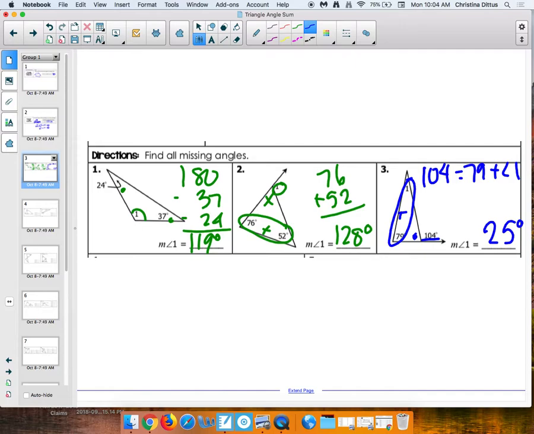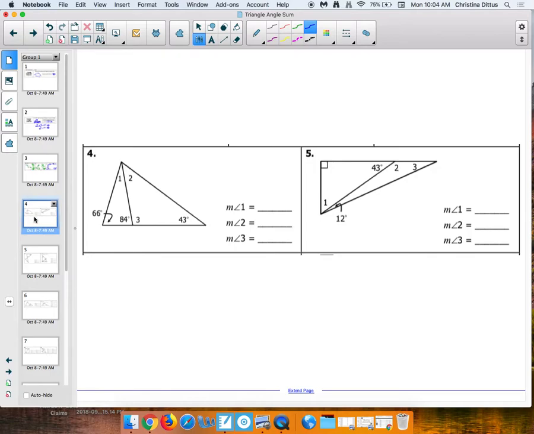Okay. Alright. We start to get a little more complicated because we got more than one triangle. There's nothing we can't handle. I like to say which one's the easiest to find. And number 4, what's the easiest one to find right away? Angle 1? Okay. How can I find angle 1? 66 plus 84. And then what? 180 minus that. Good. I know my triangle adds up to be 180, so I take out the two angles that I already know on there, 84 and 66.